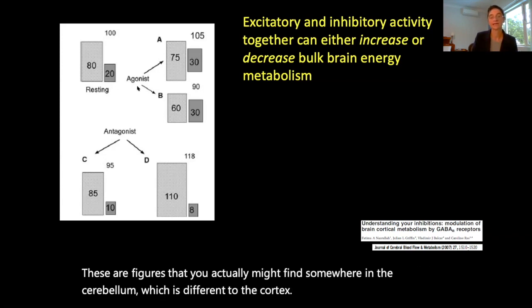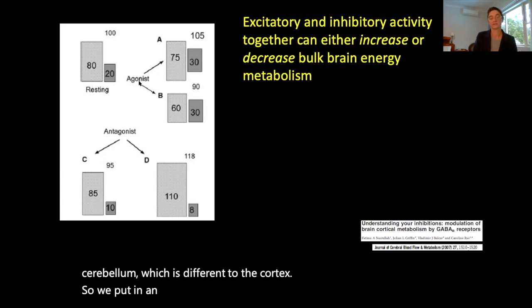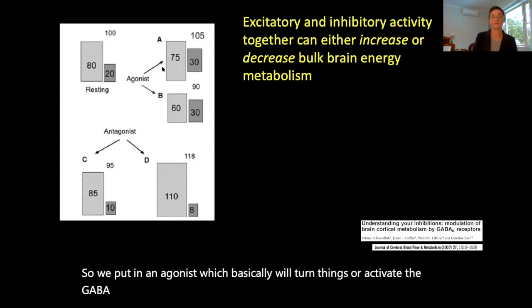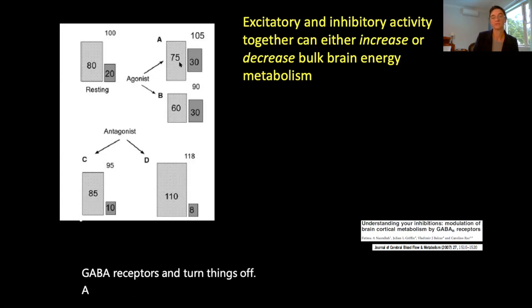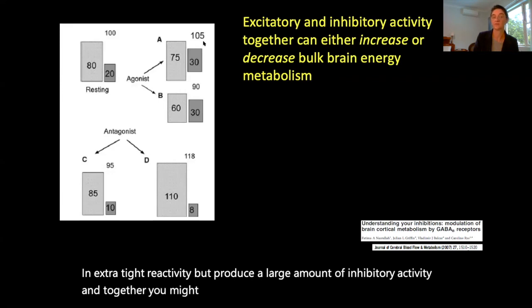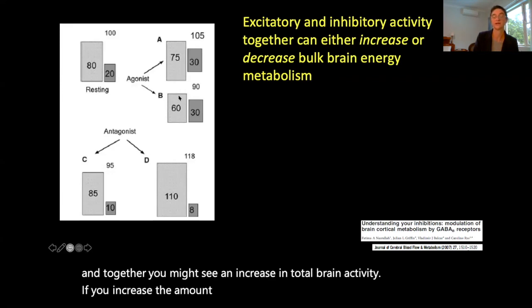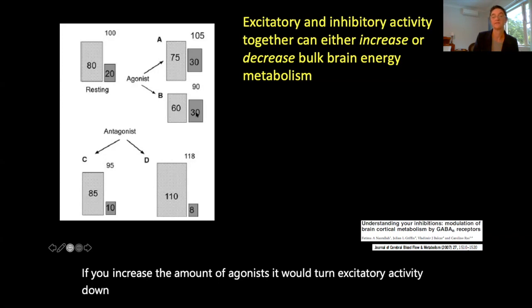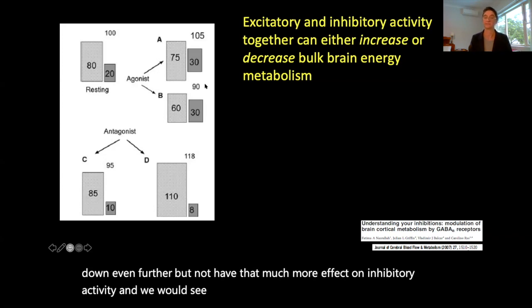So if we put in an agonist, which basically will activate the GABA receptors and turn things off, a small amount of agonist might produce a small drop in excitatory activity, but a large amount of inhibitory activity. And together, you might see an increase in total brain activity. If you increase the amount of agonist, it would turn excitatory activity down even further, but not have that much more effect on inhibitory activity, and we would see a drop in brain energy metabolism.